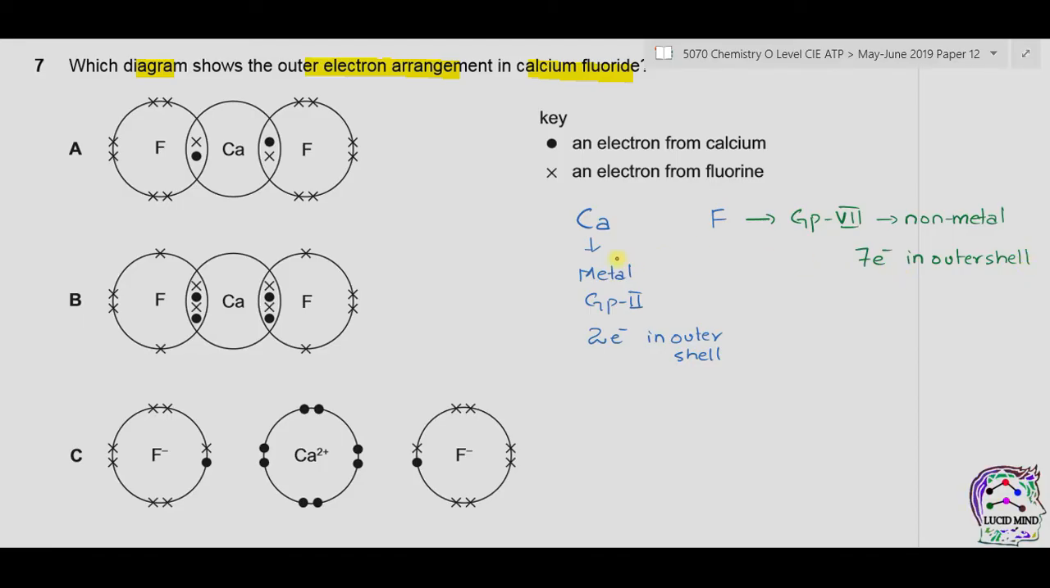Now we know that the bonding between metal and non-metal is called ionic bond, and in ionic bond metal loses electron while non-metals gain electron. So therefore calcium will lose its 2 electrons that are present in the outermost shell to form calcium positive 2. And the inner shell is already complete. Two electrons are lost in the process. As 2 electrons are lost and one fluorine atom can only gain 1 electron to complete 8 electrons in the outer shell.